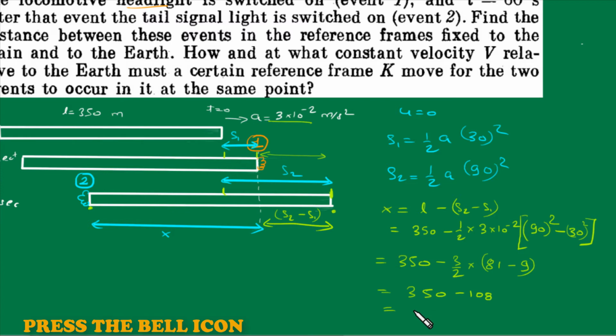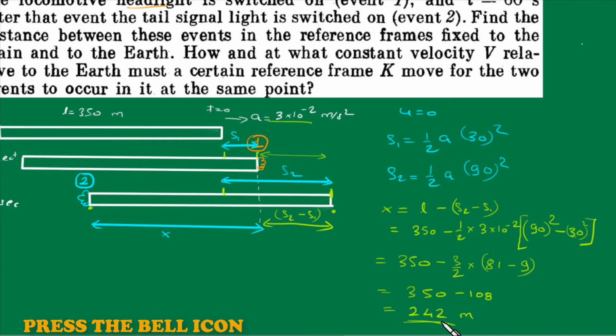So 350 minus 100, that is 250, and 250 plus 8, so this is 258. Oh sorry, here I made a mistake, that is we have to subtract 8 more, so 250 minus 8, that means 242 meter, or we can say 0.242 kilometer. So this is the answer. So we have now calculated the answer.